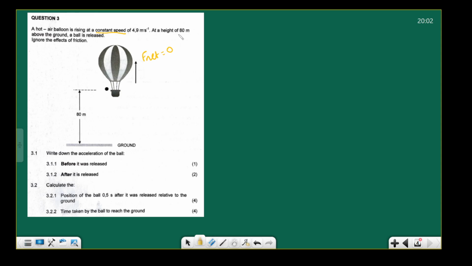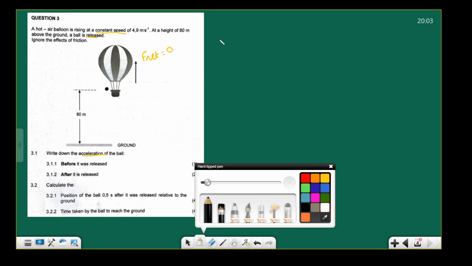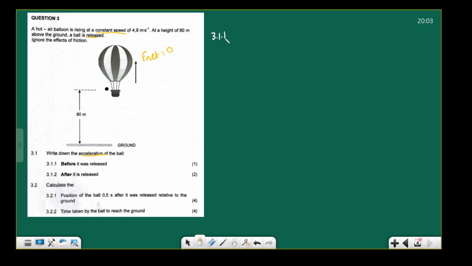Okay, so at a height of 80 meters above the ground, a ball is released. They're saying it is released. They didn't tell us whether it was thrown or whether it was dropped. That's very important. They're just saying it's released. But we do have the velocity of the balloon. Write down the acceleration of the ball before it was released. 3.1.1. The acceleration of the ball before it was released.